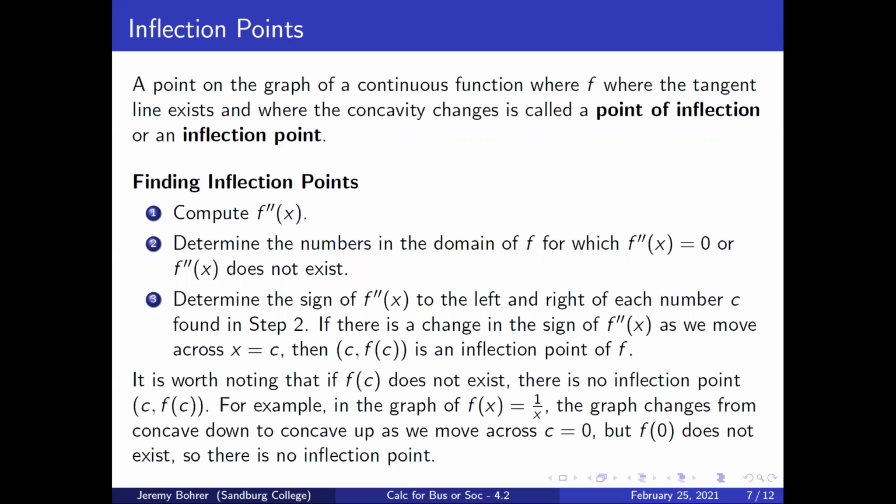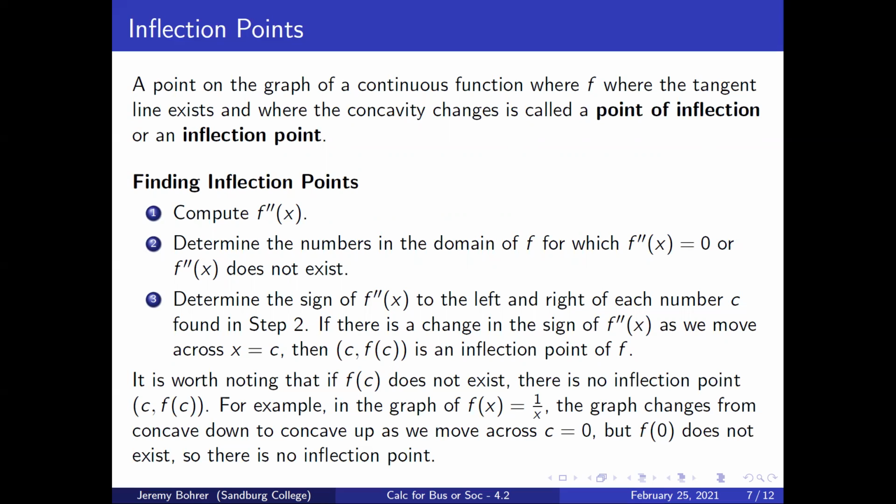A point on the graph of a continuous function f where the tangent line exists and where the concavity changes is called a point of inflection or an inflection point. To find inflection points, first compute f double prime of x, then determine the numbers in the domain of f for which f double prime of x equals 0 or f double prime of x does not exist. Determine the sign of f double prime of x to the left and right of each number c found in step 2.